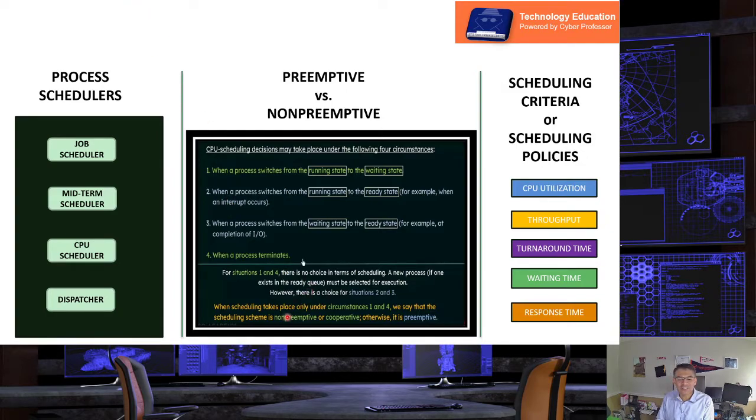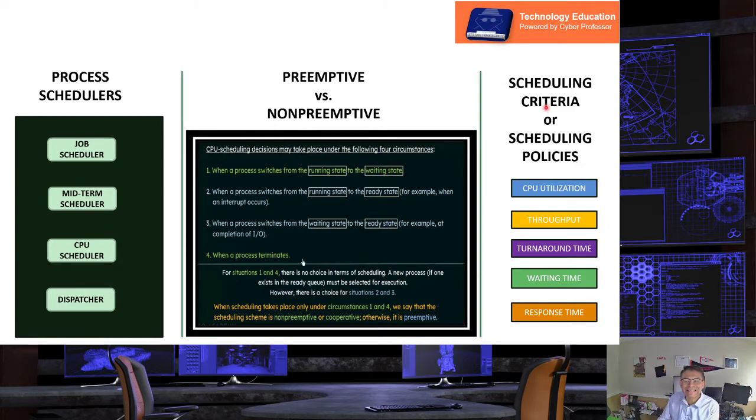So when scheduling takes place only under circumstances 1 and 4, the ones in green, we say that the scheduling scheme is non-preemptive or cooperative. Otherwise, number 2 and 3, in blue, it is called preemptive. So that is the difference, and that is why we are listing those 4 different scenarios here on this table.